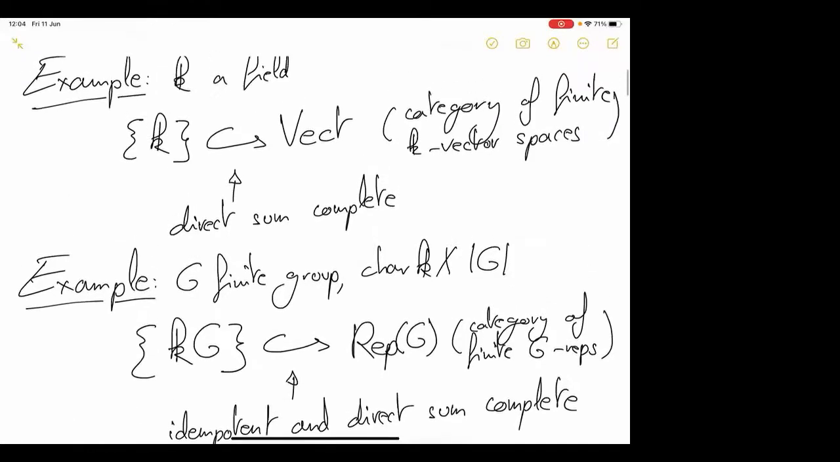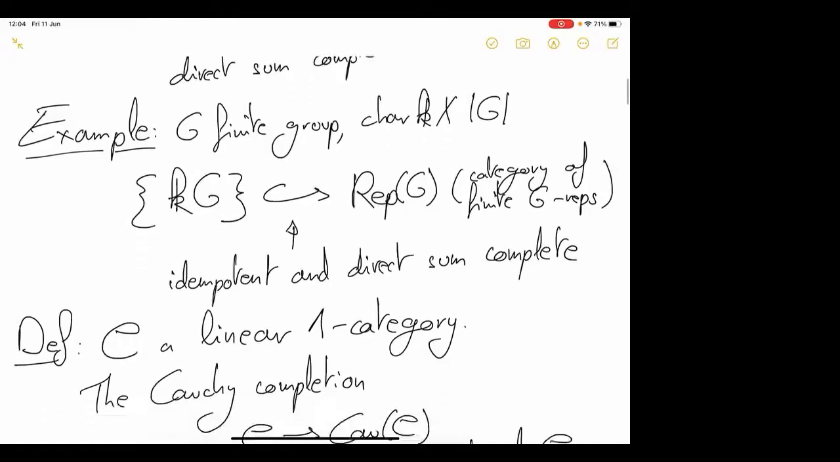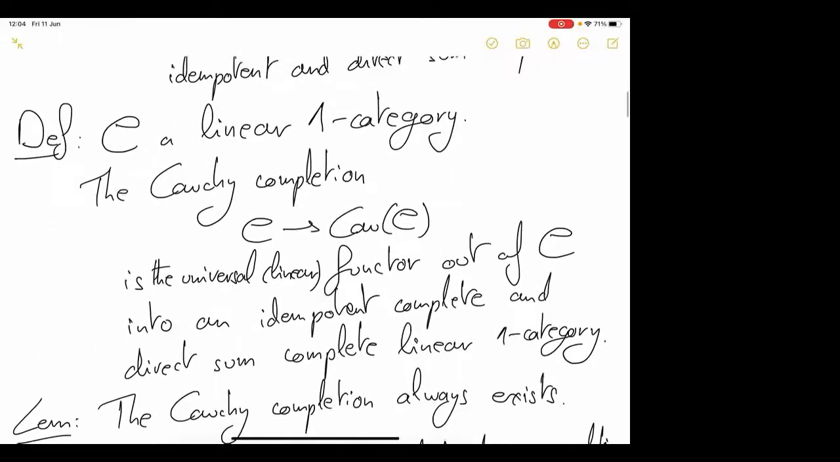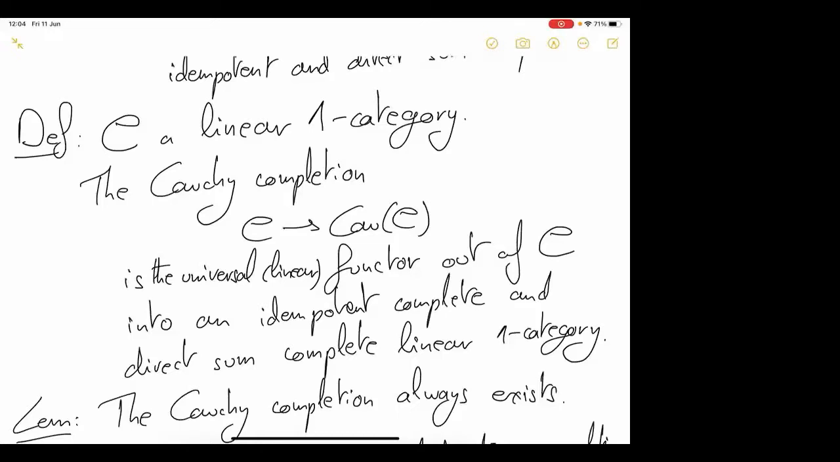So these two inclusions are examples of Cauchy completions, in the sense of this definition, which is equivalent to the usual definition, but might be phrased in a more universal way than what people usually present. I just want to say that the Cauchy completion for your favorite linear one category C is the universal functor out of C to an idempotent complete and direct sum complete linear one category. So the Cauchy completion for me is going to be both the functor and the category. In this talk, I'm mostly going to talk about the category associated to it, but the functor is also important.